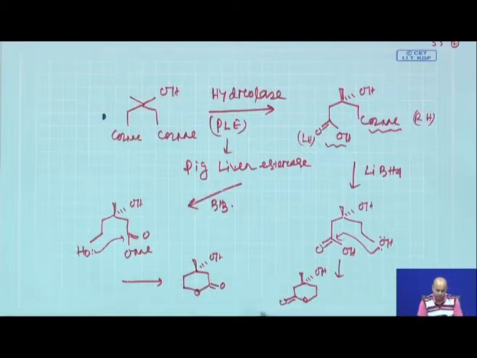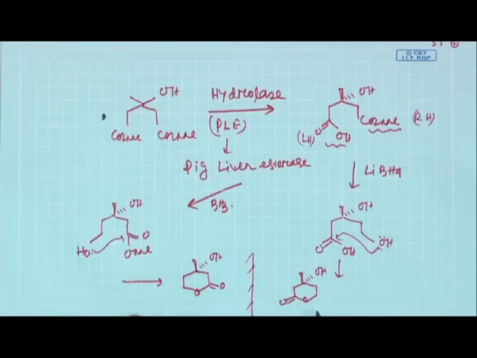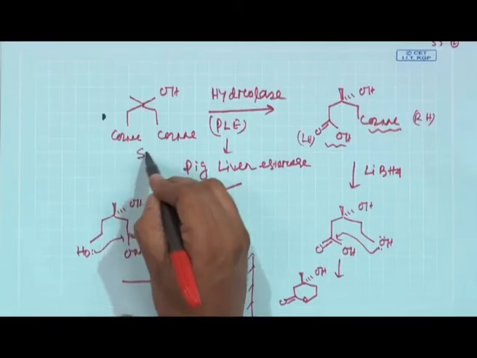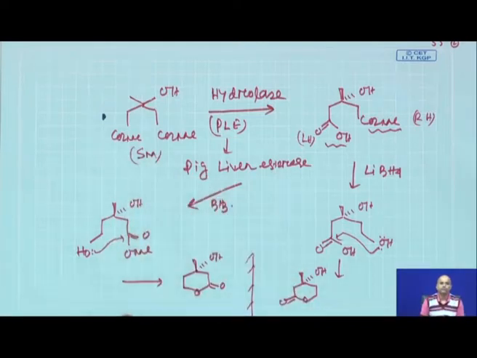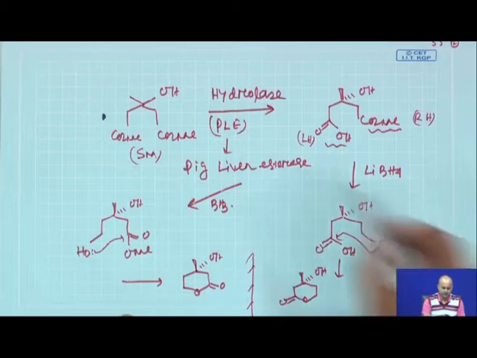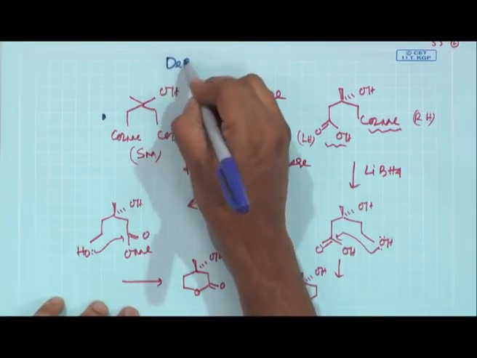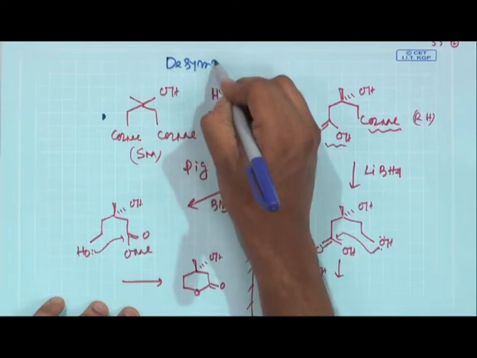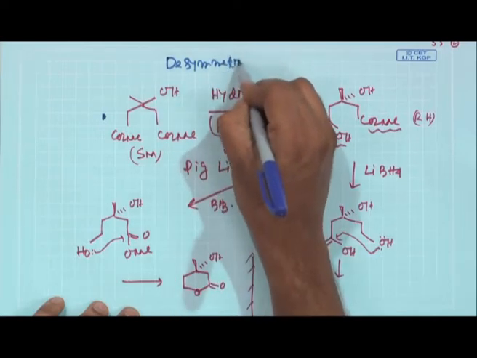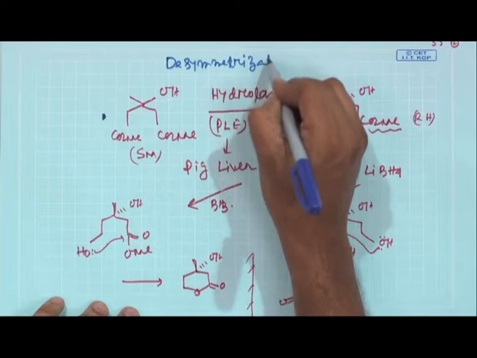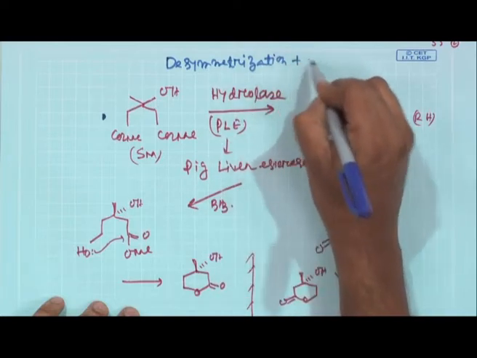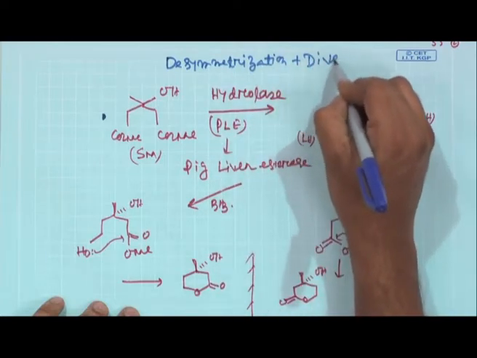Now what are those compounds? These compounds are mirror image enantiomers. So, both the enantiomers you can get starting from a single starting material. So, desymmetrization coupled with divergency is achieved. That is what we are discussing, the desymmetrization plus divergency.